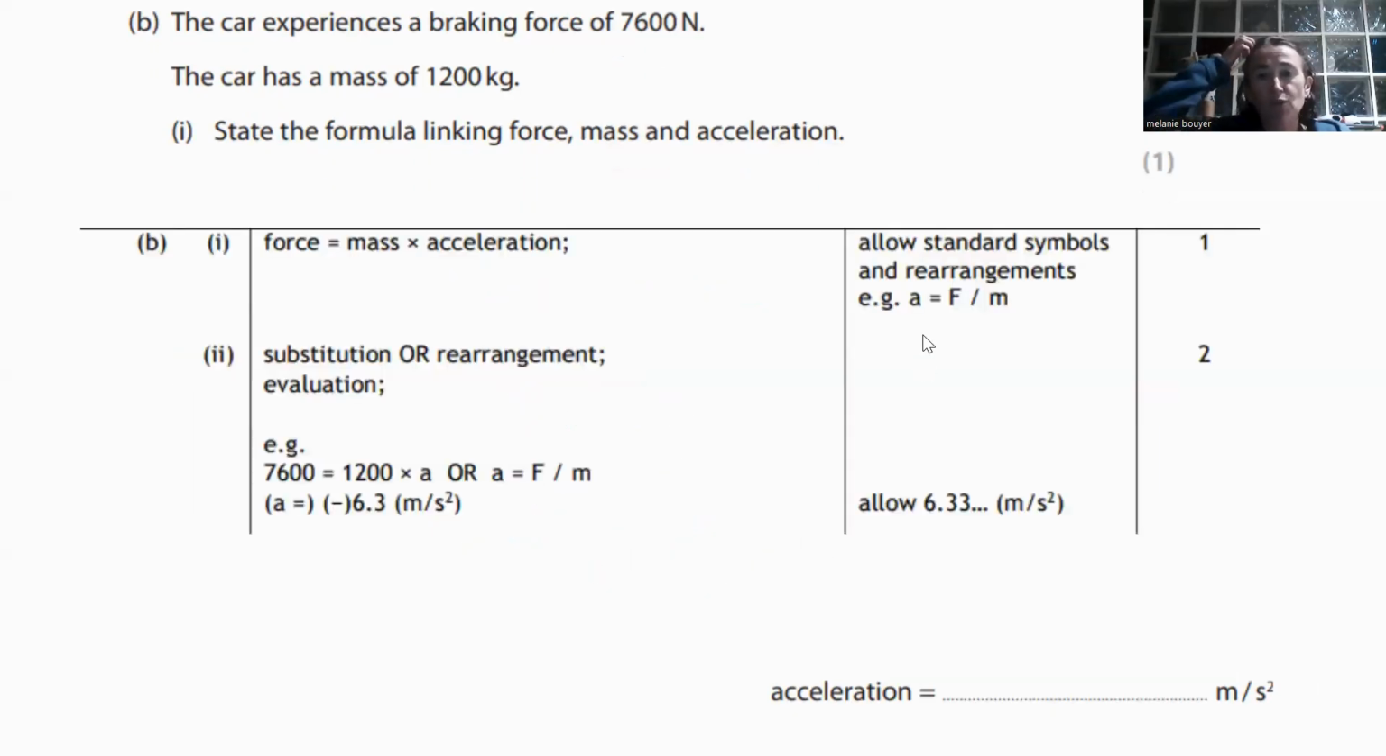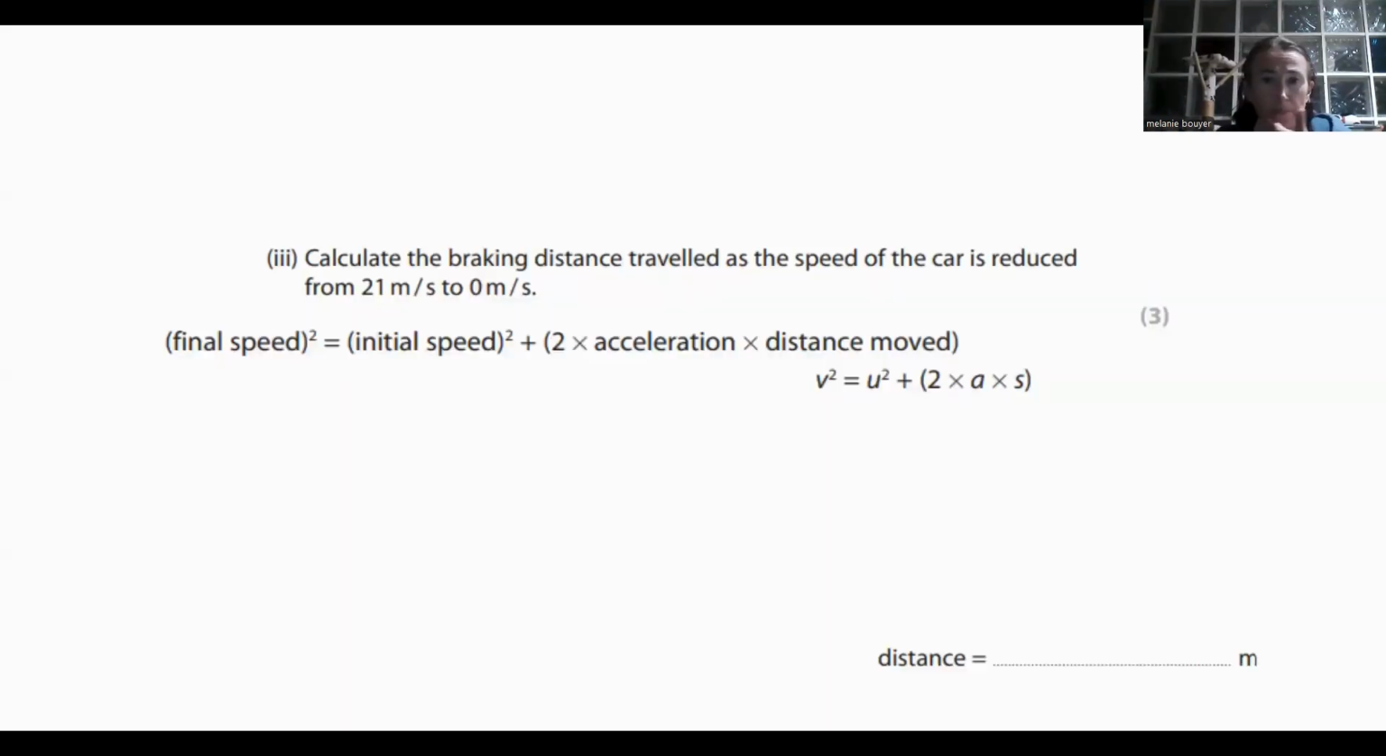Okay, mass equals force times acceleration, and then you can see an answer of 6.3 meters per second squared by doing 7,600 divided by 1,200. So in this question, you are asked to calculate the braking distance traveled as the speed of the car is reduced from 21 meters per second to 0 meters per second.